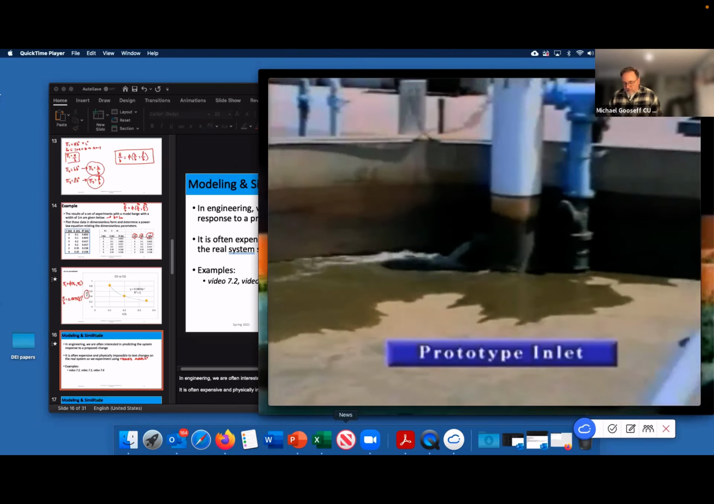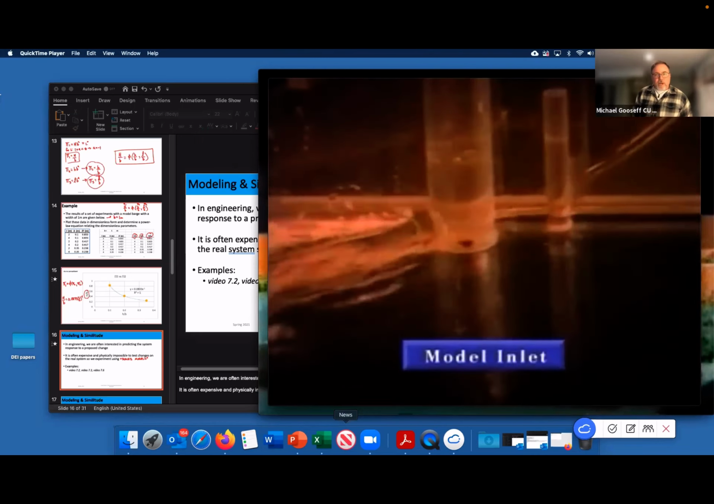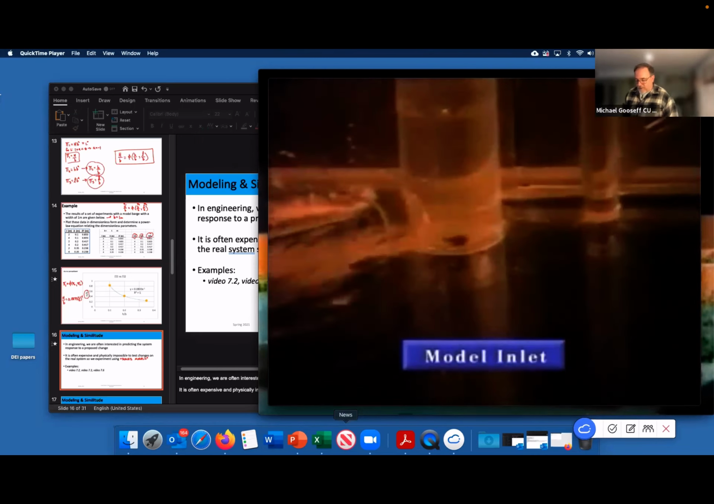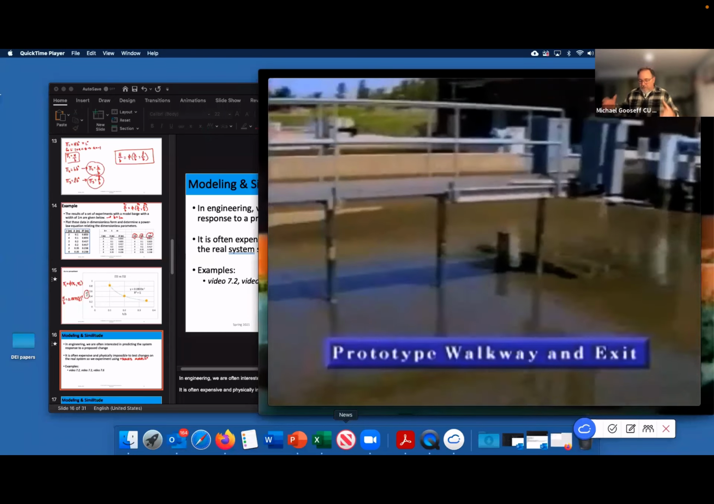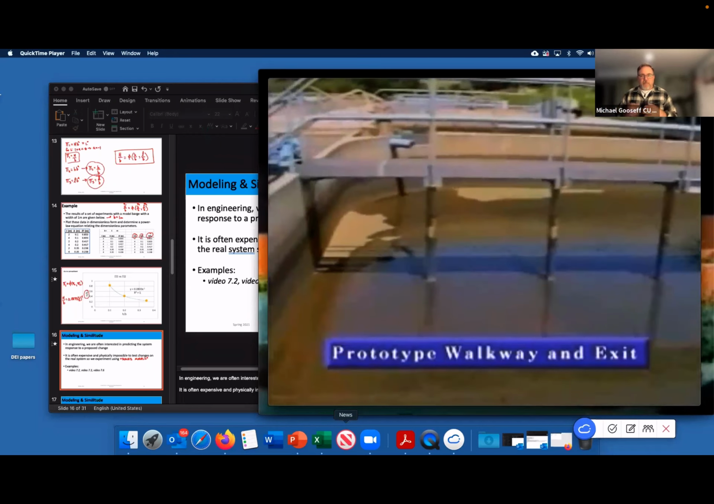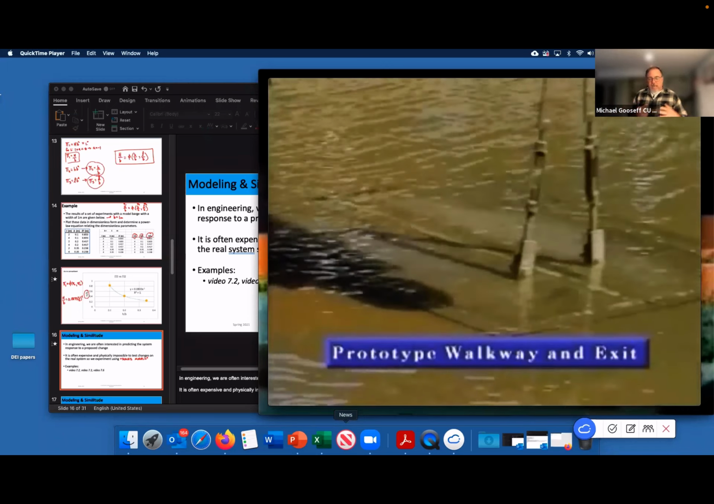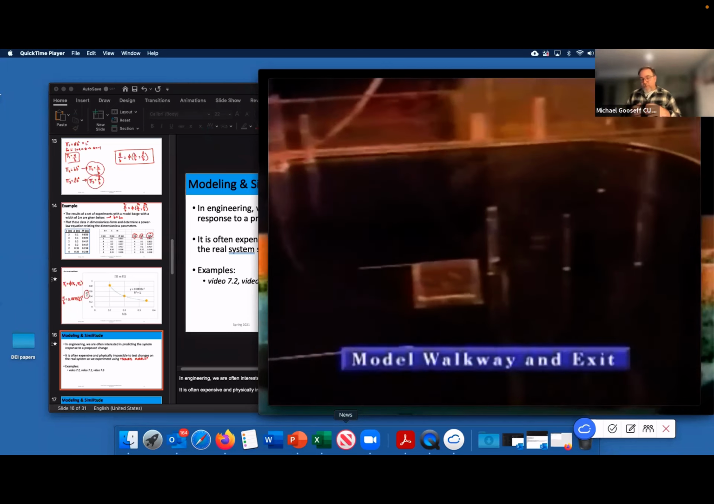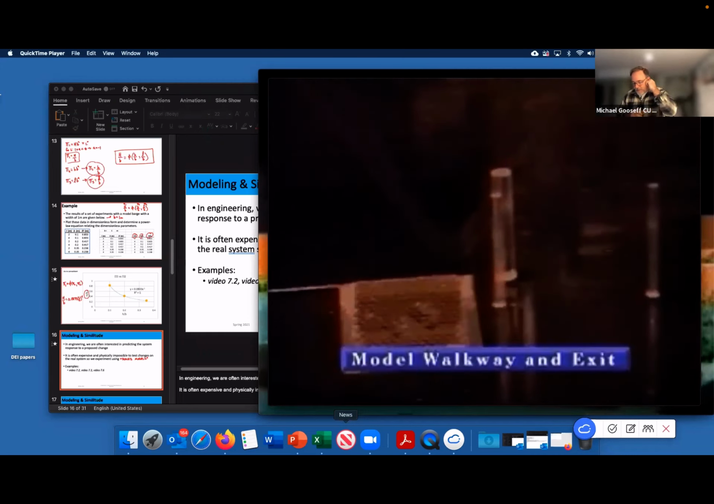So if we want to think about how long it takes for creating inlets, how much our flow is going to be, we could simulate these and look at flows. For example, the fish that are being reared maybe can't be in an environment with a velocity of a particular threshold, something like that. Then we could work on this design in a model way before we build the prototype. Model walkway and exit here for our stock or our hatchery and so forth.